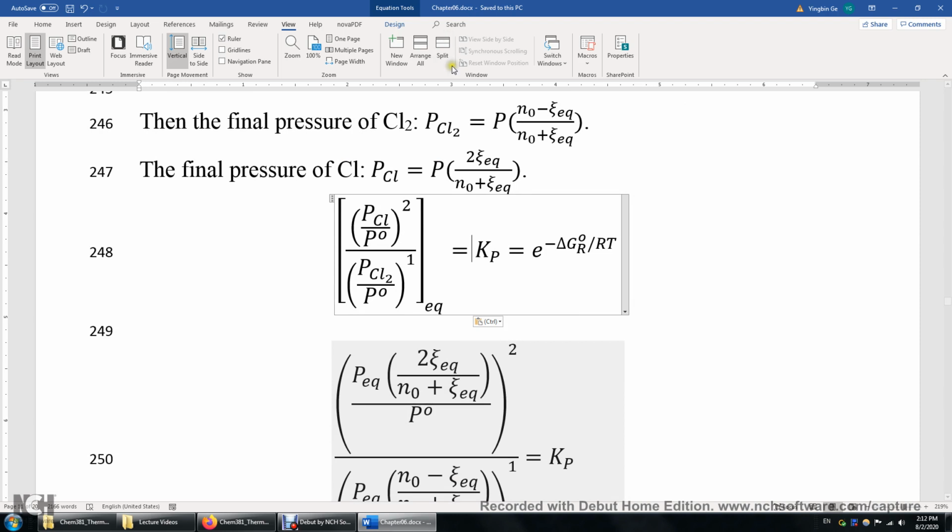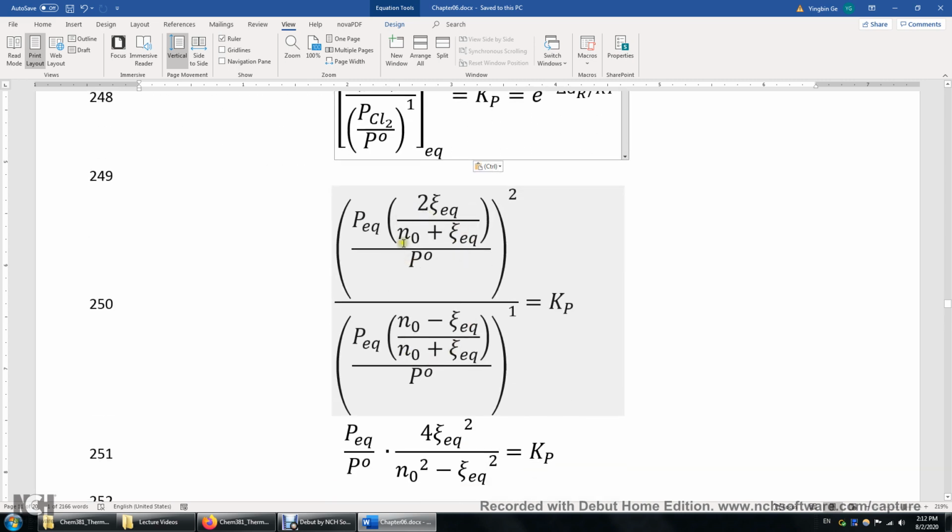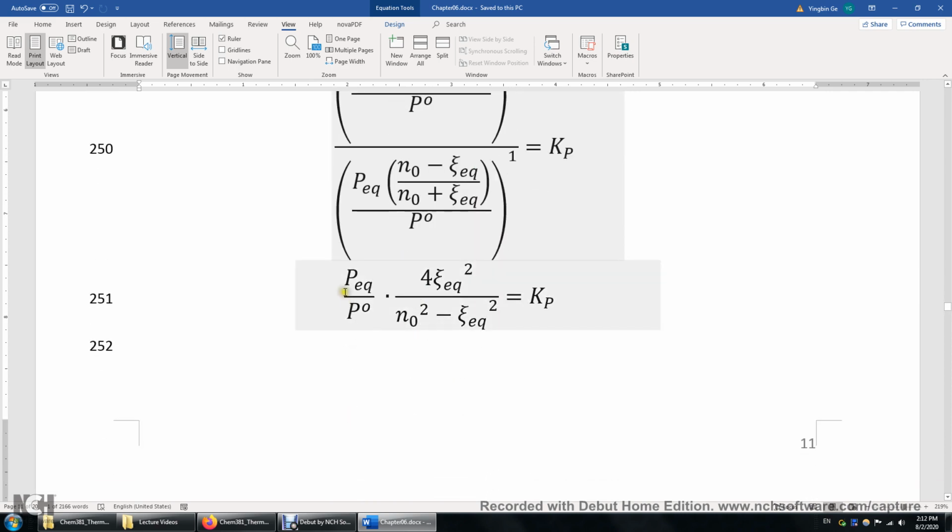We plug in the expression of P of Cl atom and P of Cl2 here and here. Remember, there's a coefficient in front of the chlorine atoms. So therefore, we need to put this coefficient here. After we plug it in, it looks very complicated. However, we can clean it up. This is simple algebra. After we clean it up, we have this equation.